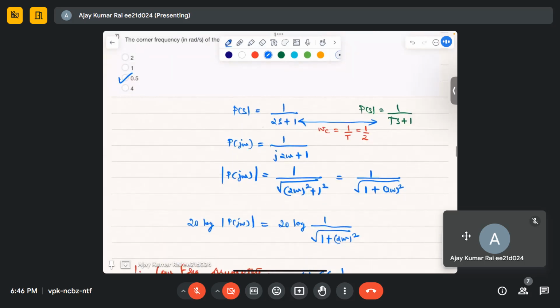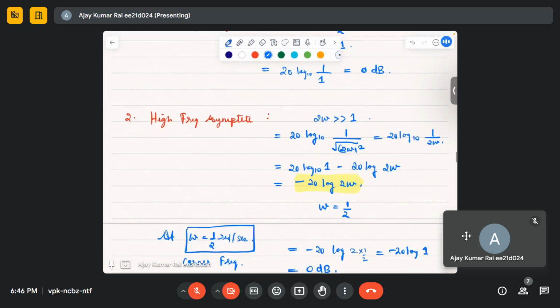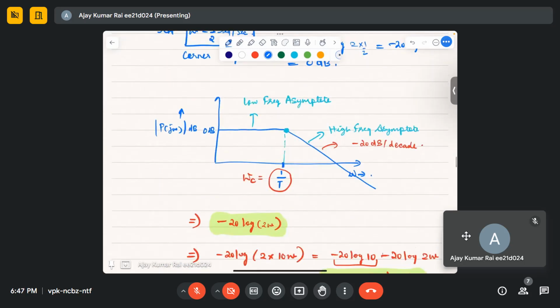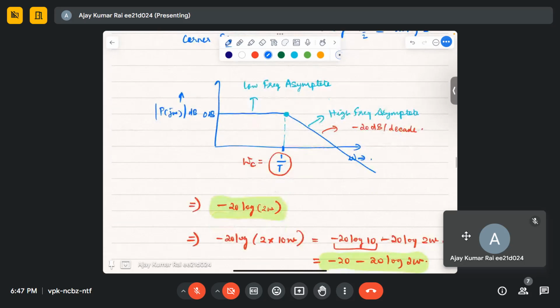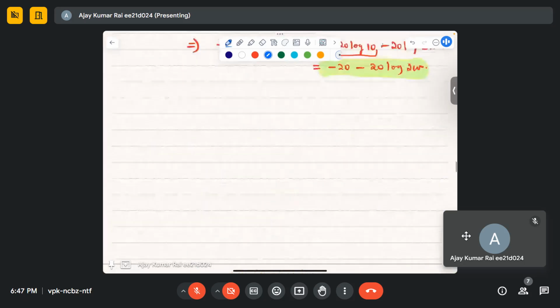Straightforward, you could have found omega c is equal to 1 by T, but we know it is the corner frequency where the two asymptotes are meeting. So I'll go to the next question.